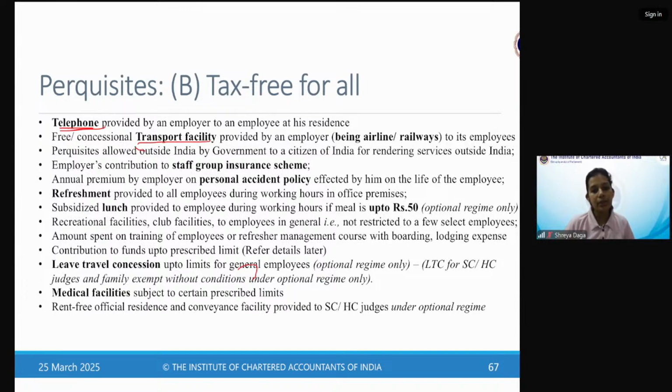एक्सीडेंट पॉलिसी को स्पेसिफिकली लॉ में एग्जेम्प्ट किया गया कि इसके लिए प्रीमियम पे अगर करते हैं ऑन द लाइफ ऑफ द एम्प्लॉई तो वो एग्जेम्प्ट है. ओके, रिफ्रेशमेंट गिवन ड्यूरिंग वर्किंग आवर्स, ये तो हमने पढ़ा ही है. फूड एंड नॉन अल्कोहलिक बेवरेजेस ड्यूरिंग वर्किंग आवर्स तो एग्जेम्प्ट ही है. ठीक है, सब्सिडाइज्ड लंच, ये भी हमने पढ़ा है.